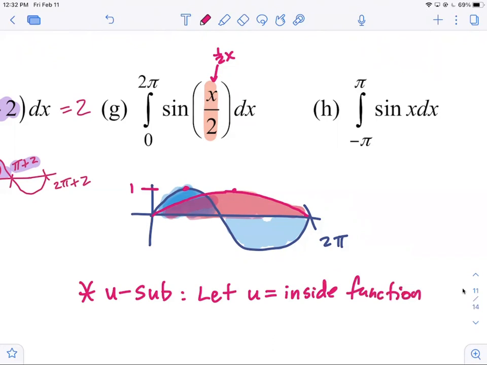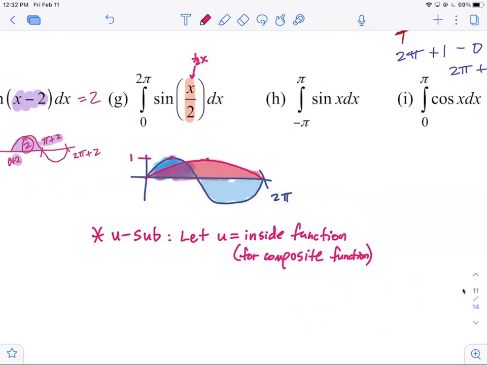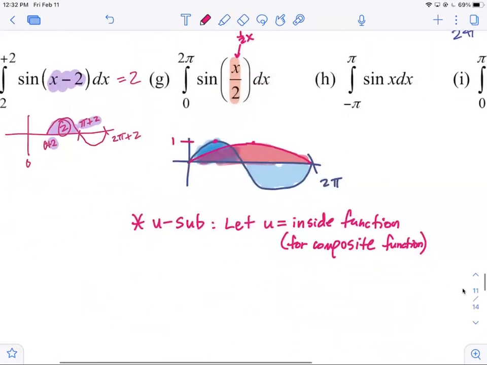Now, the fact that I'm saying inside function means that we're starting with what's called, again, a composite function. A composite function is like f of g of x, right? It's something inside of something else. So what is my inside function here? It's not just sine of x, it's sine of a function of x, x over 2. So here's what we're going to do. We're going to let u equal 1/2 x.